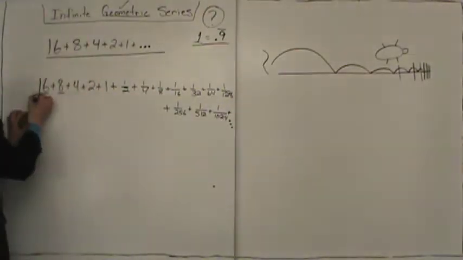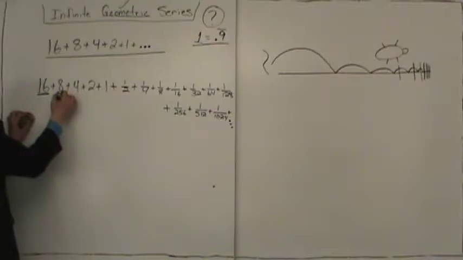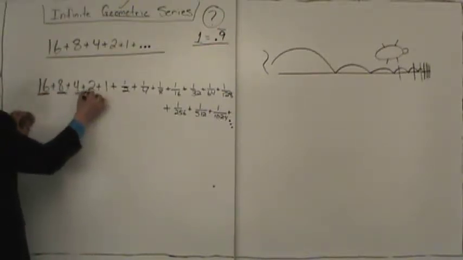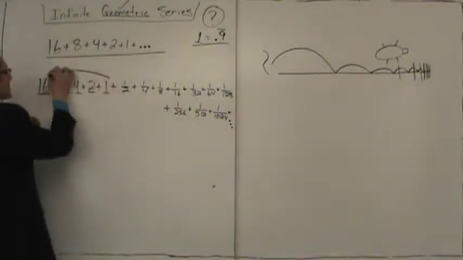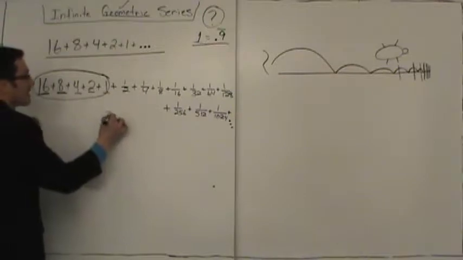Watch. This is pretty interesting. 16 plus 8 is 24. Start adding with me. 16 plus 8 is 24. Plus 4 is 28. Plus 2 is 30. Plus 1 is 31. So these numbers give a sum of 31. So let's write 31.